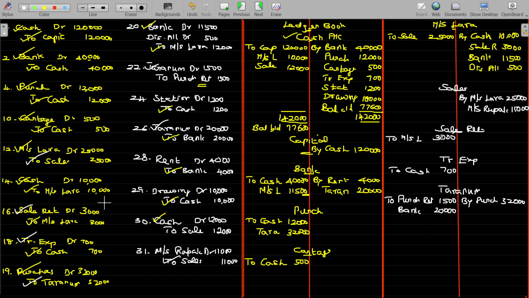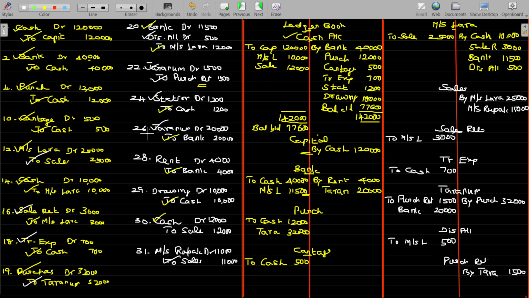Then the unticked item in the first column is over. Second column, discount allowed, is also one more account. Discount allowed, to Mrs. Lara. Okay, the value being 500. And we have purchase return, by Taranam. Tara, I simply put the word as Tara here, 1,500.